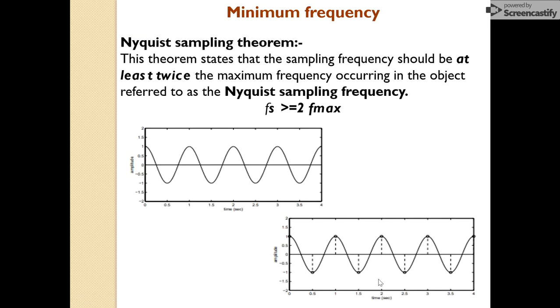Coming to the minimum frequency that is used, that is the Nyquist sampling theorem. This theorem states that the sampling frequency should be at least twice the maximum frequency occurring in the object. If the sampling frequency is less than twice the maximum frequency, then we'll have fewer samples, and that may eventually lead to loss of information.